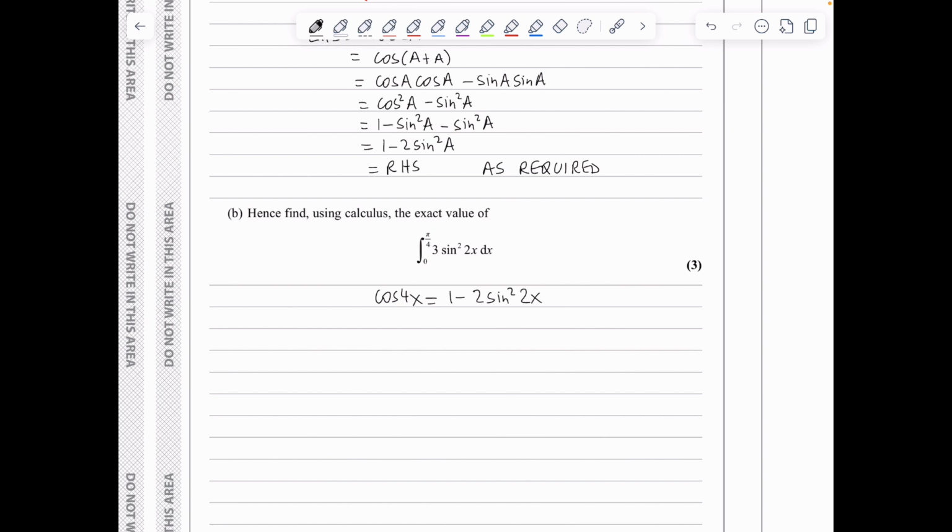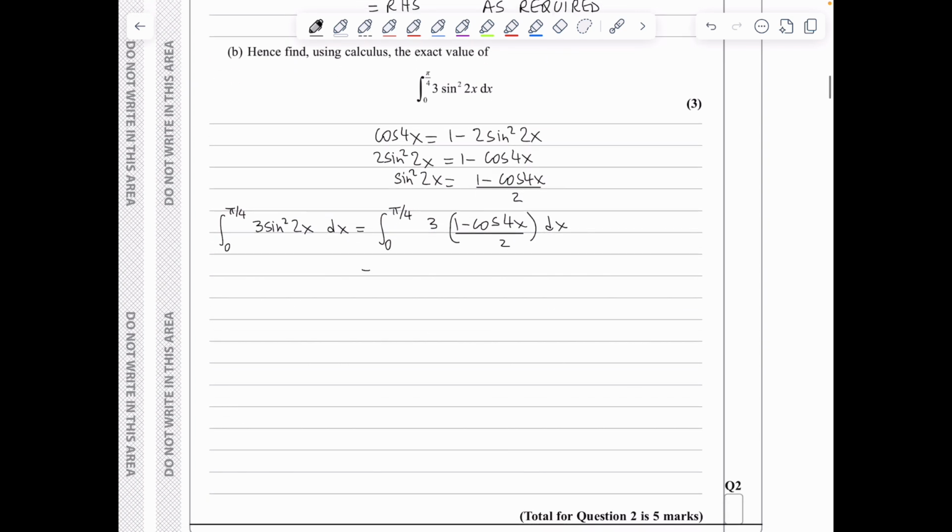Now this identity will allow us to express sine squared in terms of cos 4x. So we're looking at 2 sin squared 2x is equal to 1 minus cos 4x, and therefore sin squared 2x is equal to (1 minus cos 4x) over 2. We will then proceed with the integral of 3 sin squared 2x from 0 to pi over 4, which I will write as the integral from 0 up to pi over 4 of 3 times (1 minus cos 4x) over 2 dx. So I can take the 3 over 2 outside.